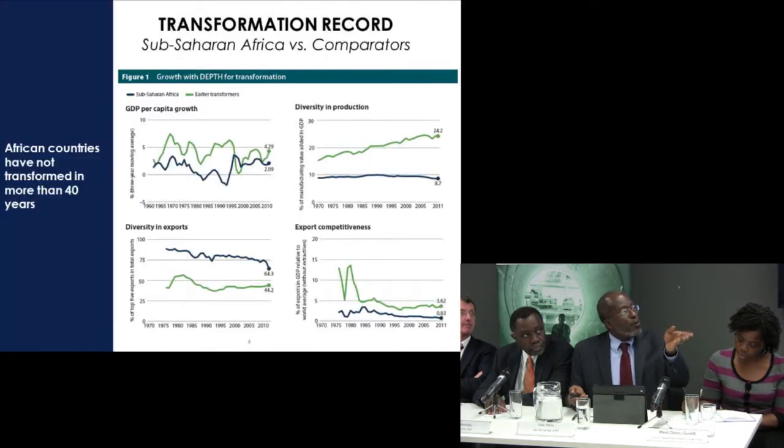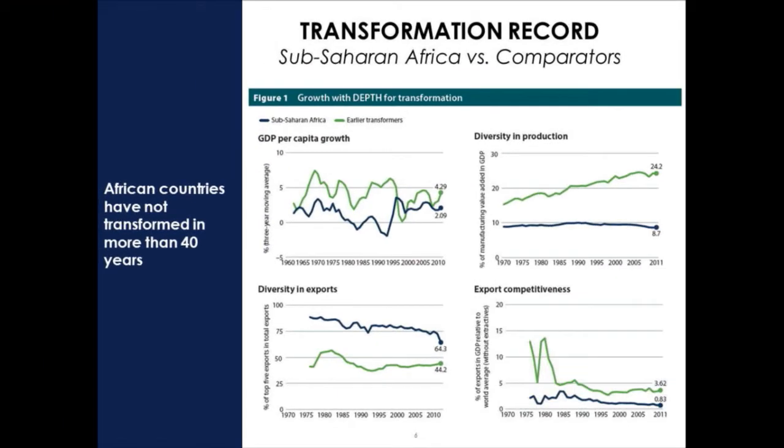So I'll take you through a series of slides that basically tries to make the point that African countries have not transformed. And so we look at GDP per capita growth, but we know that story. On the right is diversity in production, where we use the share of manufacturing in GDP. And you see that over the 40-year period, it's practically stagnant, whereas in, say, the comparator countries, they've been going up.